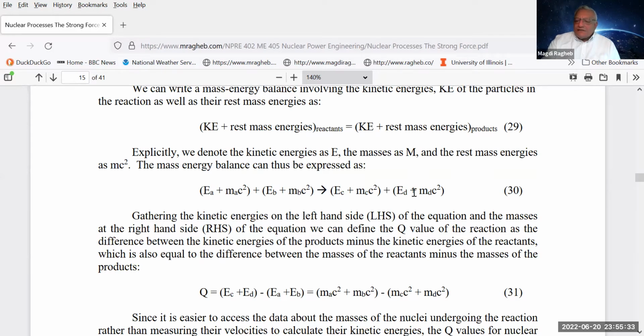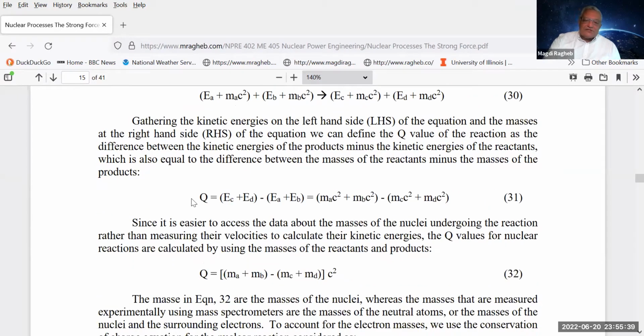And the energy release from the nuclear reaction is going to be the change in the kinetic energy. So we define Q as the kinetic energy of the products, C plus D, minus the kinetic energy of the reactants, which is E sub A plus E sub B.